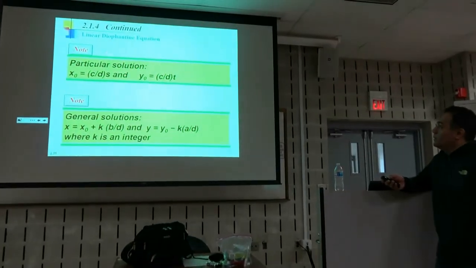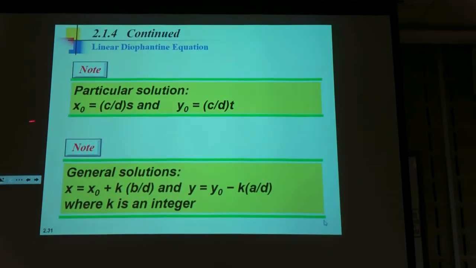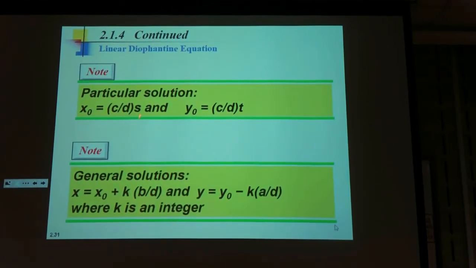So in the linear Diophantine equation, there is a particular solution, x0 equals c over d times s, and y0 equals c over d times t. Okay, so that's why we need to calculate the s and the t. We'll be able to know the particular solution. Or the general solution will be x equals x0, which we calculated here, plus k times b over d, and y equals y0 minus k times a over d.